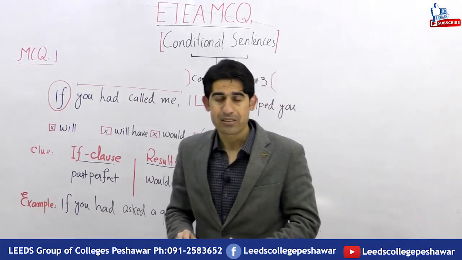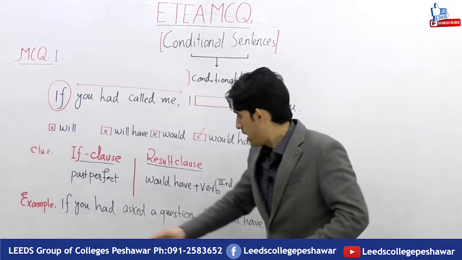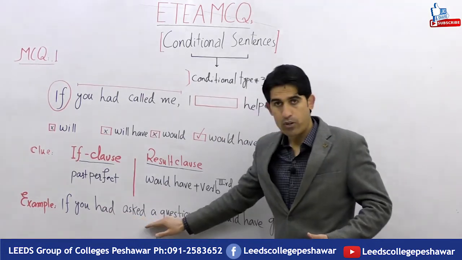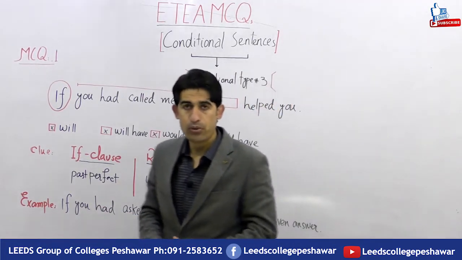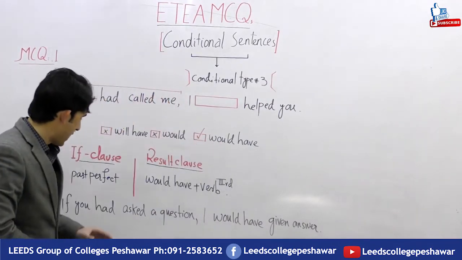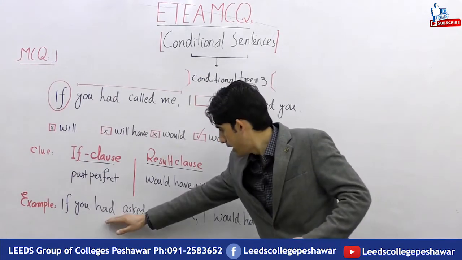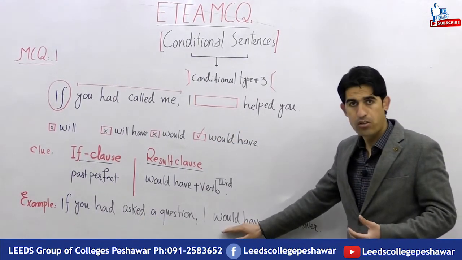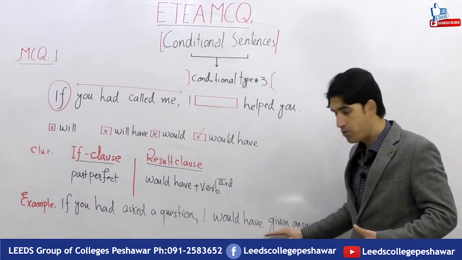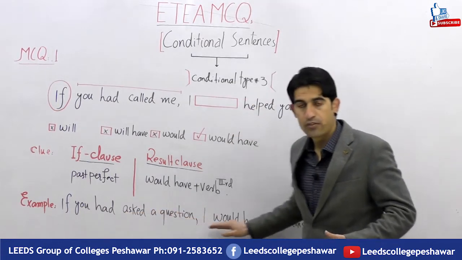To make this case clear, I have listed an example below. If you had asked a question, I would have given an answer. If you look at this important case, we have an if clause and it contains had asked. Had asked is the past perfect, and we have the modal auxiliary verb would have followed by the third form of the verb, would have given. Had asked, would have given.